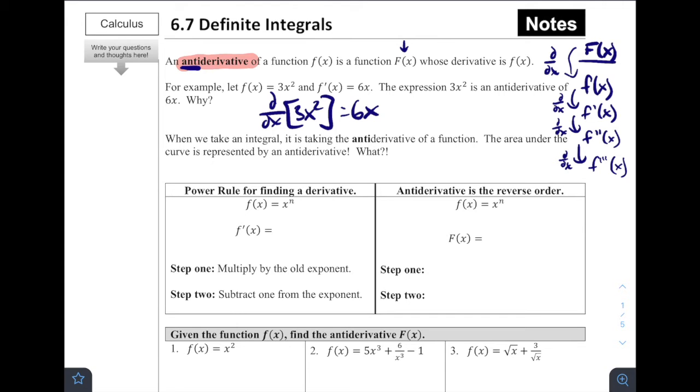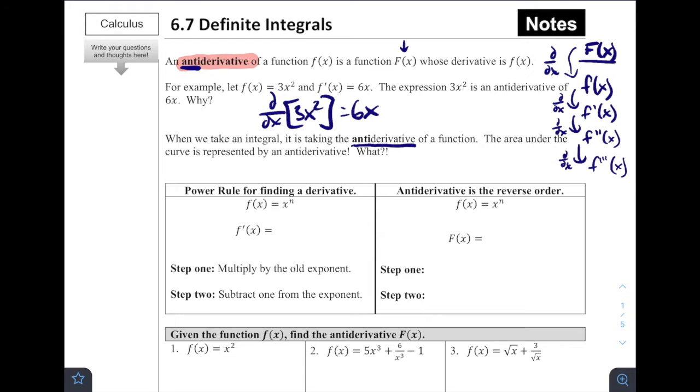When we take an integral, though, it is actually taking the antiderivative of a function. We've talked about taking integrals graphically, finding the area between the curve and the x-axis, but actually it's finding an antiderivative of the function, which is super cool. The area under the curve is represented by an antiderivative. They're actually the same thing. The area under the curve is the same thing as this antiderivative, which is sort of mind-blowing.